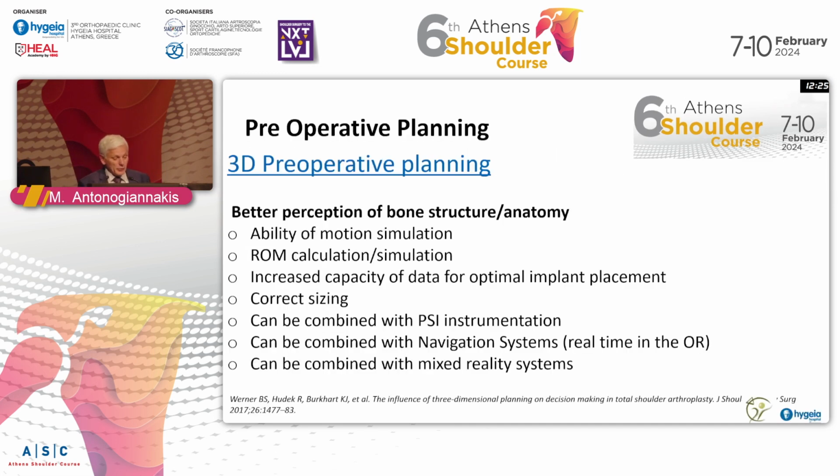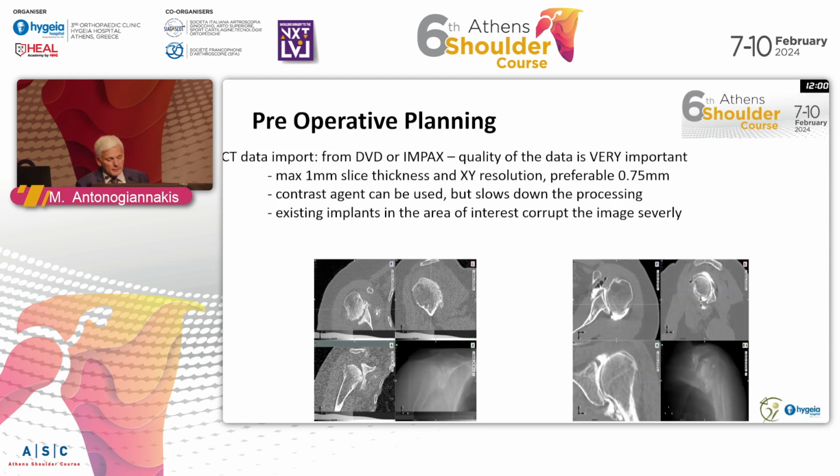And then we had a better ability now to have a motion simulation. We could calculate the range of motion, but not the range of motion of the shoulder. It was the range of motion of the scapulothoracic motion, and only this. And we have to remember that. And then we could combine all this planning with PSI, or with navigation systems, or with mixed reality systems, at least as soon as this would be available.